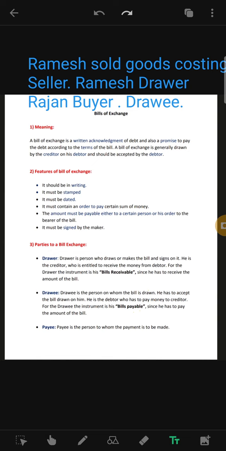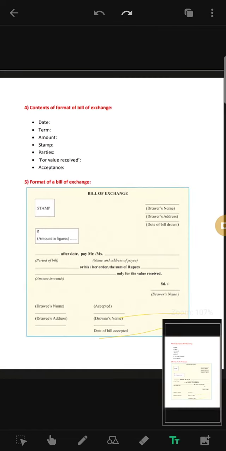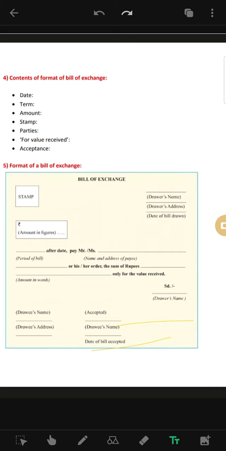Let's see the format of bill of exchange, which will give us clarity on the topic. So this is basically the format of a bill of exchange. As you can see on the right side, there will be the name, address and date of the drawer. Then along with that, there will be a stamp and the amount, and one standard clause that after 2 months, 3 months, make the payment to the person who has provided the goods, and the payment will be made by the person who has bought the goods. And along with that, the signatures and all the signs by the buyer of the goods.